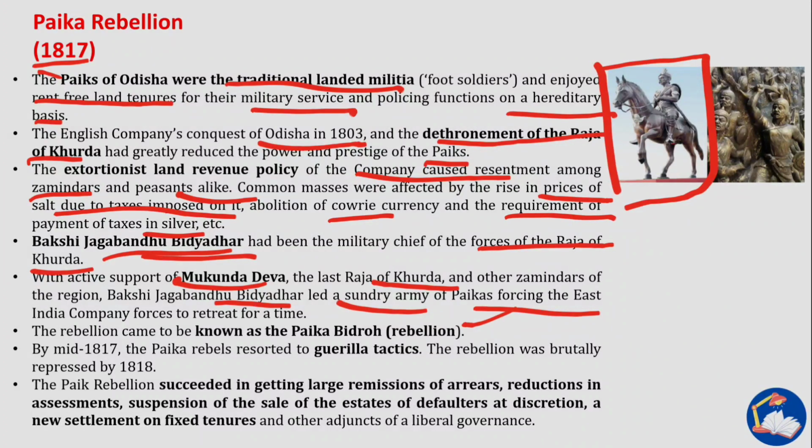In mid 1817, the Paika rebels resorted to guerrilla tactics. The rebellion was brutally repressed by 1880. The Paika rebellion succeeded in getting large remissions. We need to look at this part carefully, because even though the Paika rebellion was a rebellion against the East India Company on a large scale by a military way, it succeeded. It was a successful rebellion.